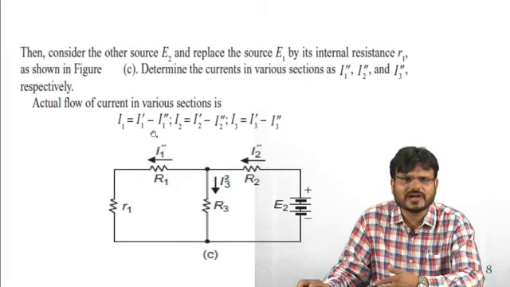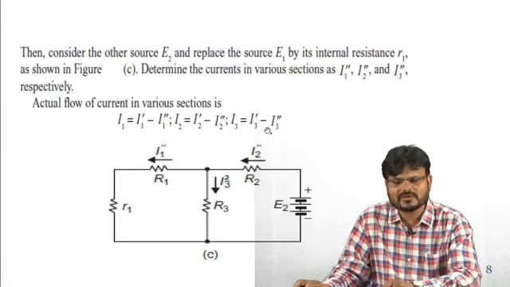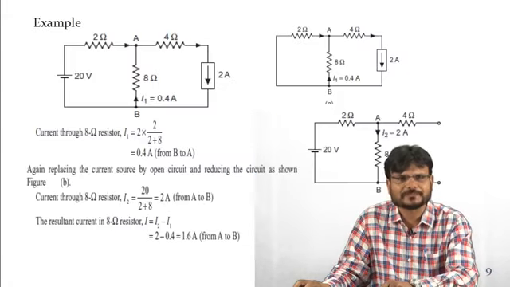I1 is equal to what? I1 dash minus I1 double dash. Similarly, the current I2 can be calculated as I2 dash minus I2 double dash. Similarly, the current I3 flowing through resistance R3 can be calculated as I3 dash minus I3 double dash. So this is how you can apply the superposition theorem.